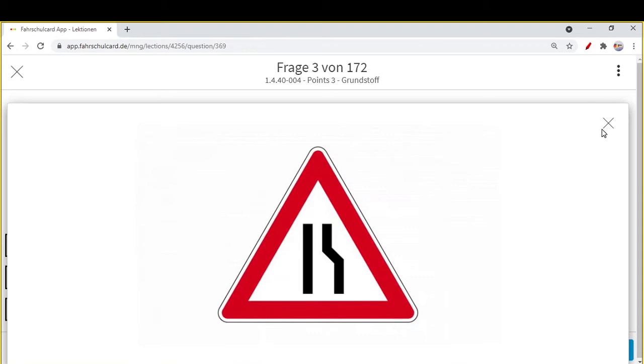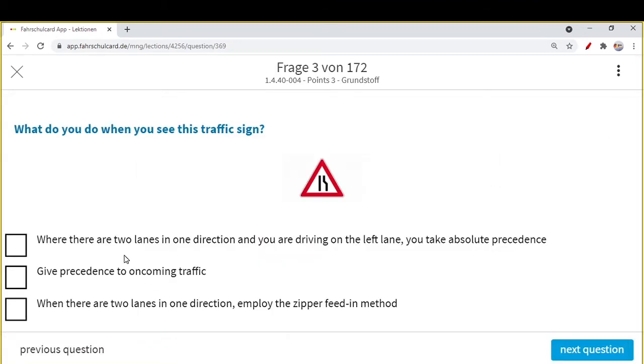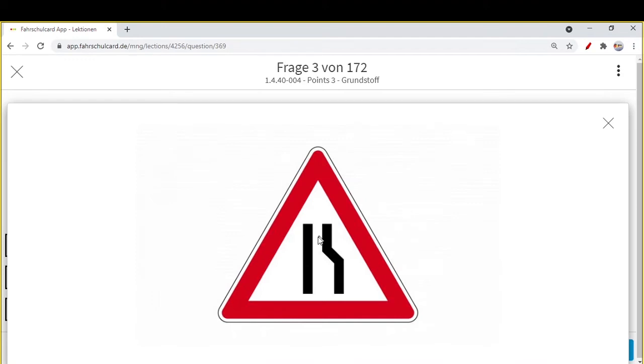So in that case you need to be very careful. You have no priority, actually no precedence. You have to give way to the lane which is going to end. So this option is not correct. Give precedence to oncoming traffic. Like in this case, the traffic coming from this side, the oncoming traffic will always have precedence.